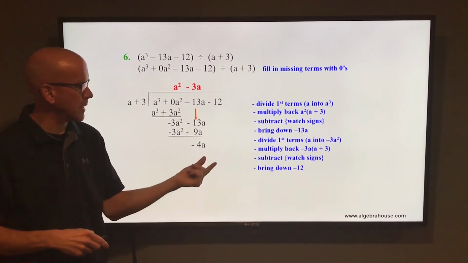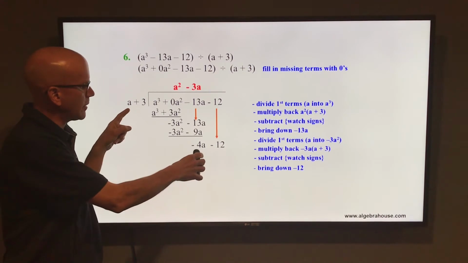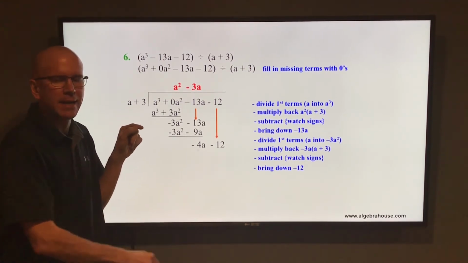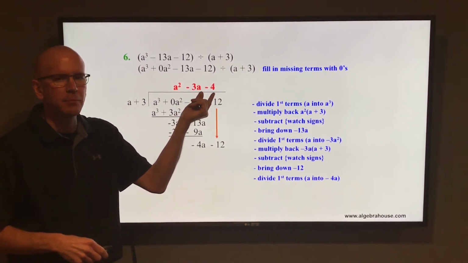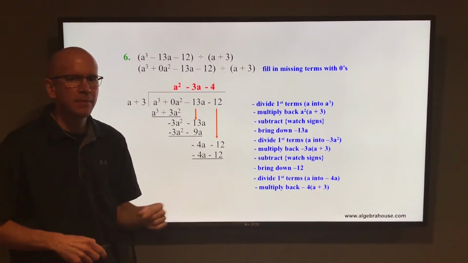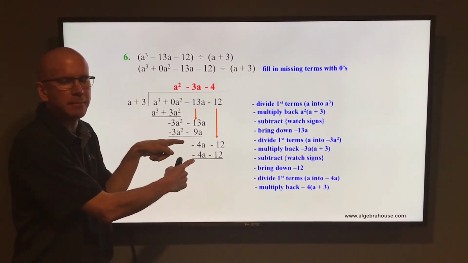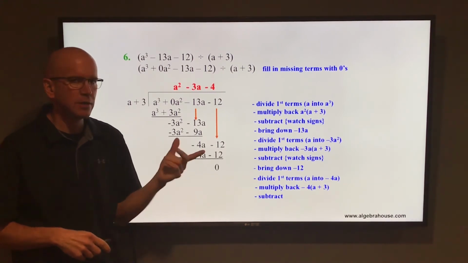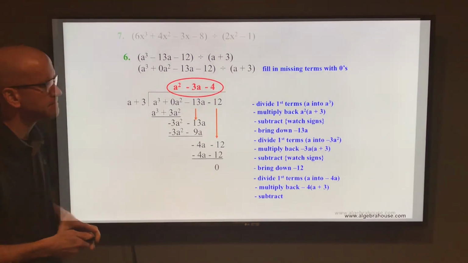Next step is to bring down that negative 12. So bring down the next term, and then you're back to division. Divide only the first terms. You're dividing negative 4a by a. So if you divide negative 4a by a, that is negative 4. Put that up top. And then multiply back with the distributive property. Multiply negative 4 by a plus 3, and that is going to be negative 4a minus 12. If you subtract, those two things are the same. So when you subtract, it's just going to be 0. In other words, there is no remainder. So when you divide, final answer is a squared minus 3a minus 4.